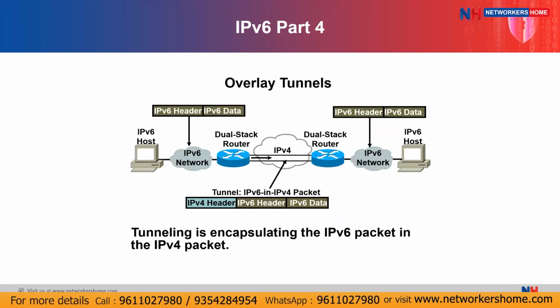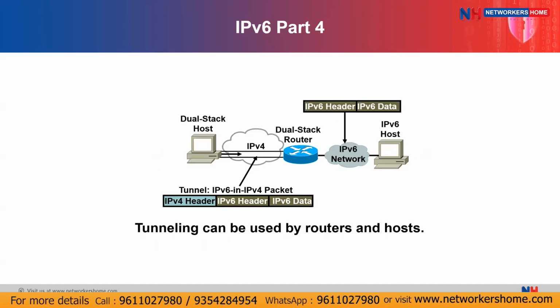Now suppose we have an IPv6 network end-to-end, and in between we have an IPv4 network. Using the tunnel mechanism, the end-to-end IPv6 networks can communicate. Tunneling is encapsulating the IPv6 packet in an IPv4 packet so that we can bypass the entire IPv4 network and end-to-end IPv6 communication can execute properly. Tunneling can be used for routers and hosts, depending on your purpose. Then we have the IPv4 header, IPv6 header, and IPv6 data.